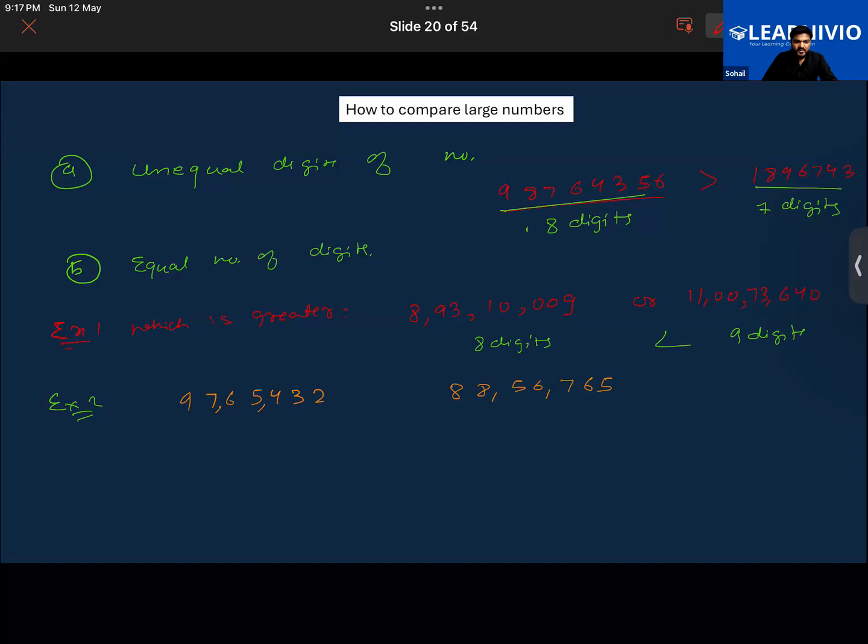Which is the small one here? The smallest one is the second one. Second one right now. So this exercise is kind of very easy. Comparison of numbers is quite easy.